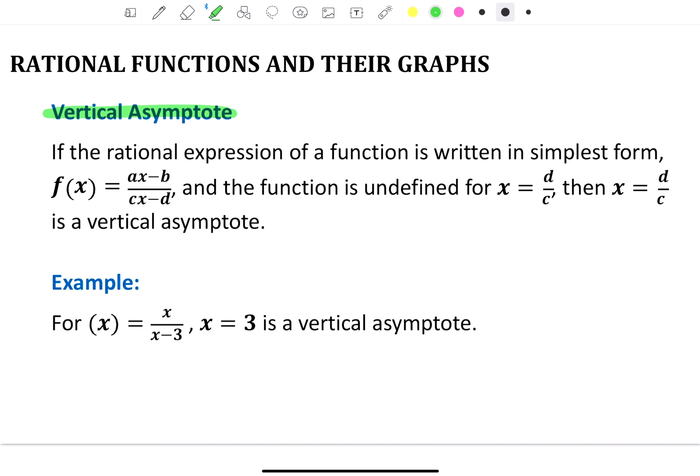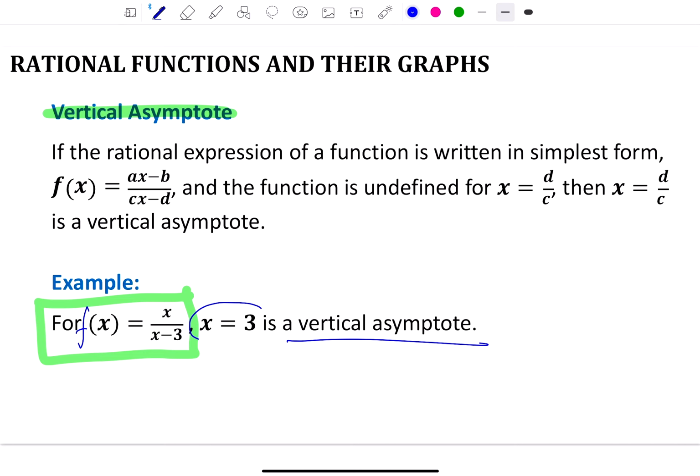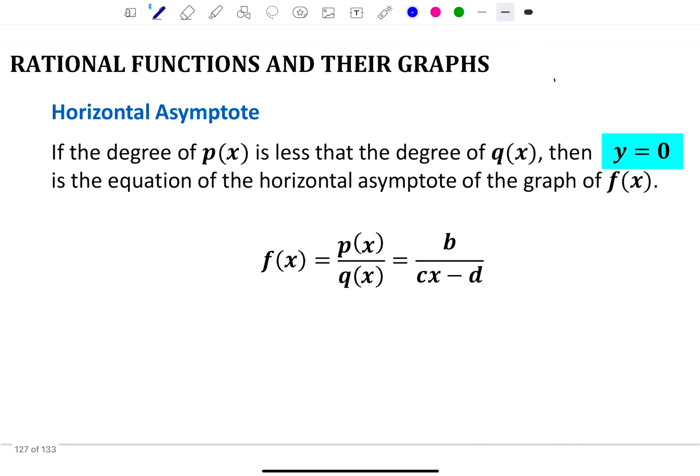A vertical asymptote is found by setting the denominator equal to 0. Wherever your denominator becomes 0, that's where we will have a vertical asymptote. For example, for f of x equals x over x minus 3, the vertical asymptote will be x equals 3. So wherever your denominator becomes 0, that line is your vertical asymptote.